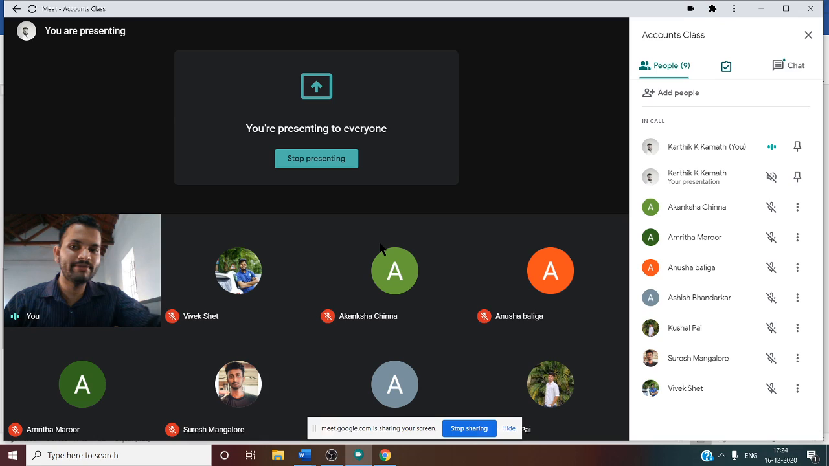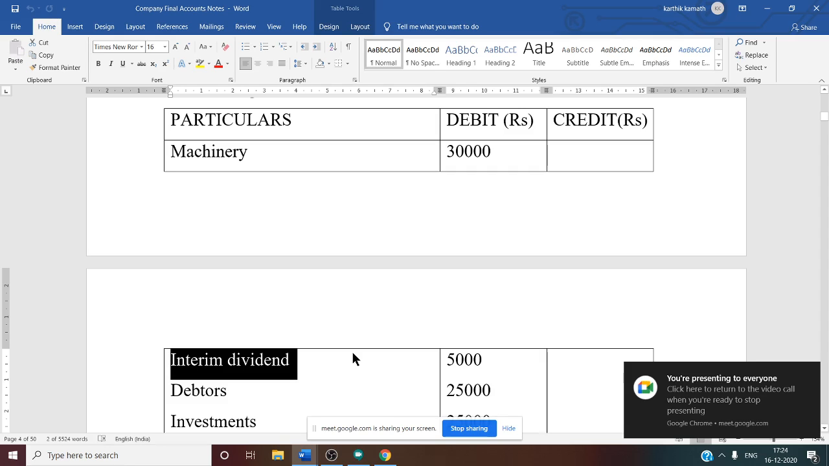So on 30,000 we have to see corporate dividend tax rate. So that will be given in the adjustment. So for example, corporate dividend tax rate may be 20%. So on 30,000 you have to take 20%. So here interim dividend calculation is required for P&L adjustment. So now this is very clear.